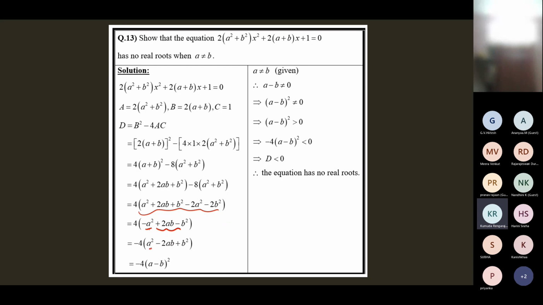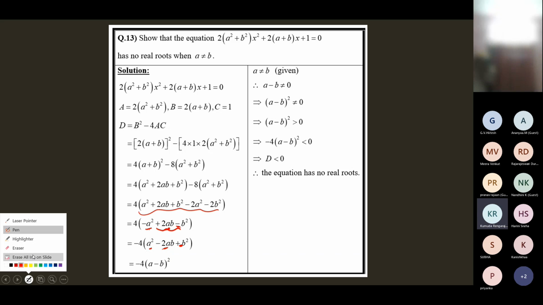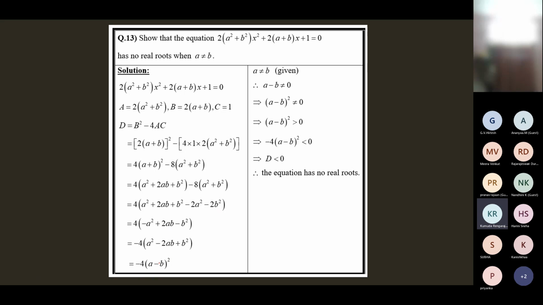Minus a square becomes plus a square, plus 2ab becomes minus 2ab, plus b square becomes minus b square. So a square minus 2ab plus b square is a minus b the whole square. So we got the value of D. D is equal to minus 4 into a minus b the whole square.